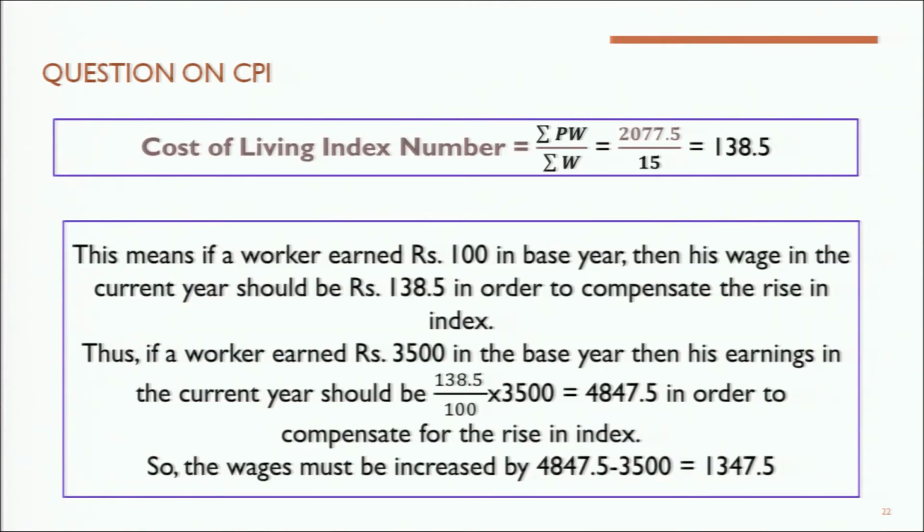That you can calculate by adding 38.5% to 3500 rupees, and that change comes out to be 1347.5. So 3500 plus 1347.5, now the worker should at least get 4847.5 rupees to maintain the same standard of living as he was maintaining in the year 2018. And this is how you can calculate consumer's price index or cost of living index.